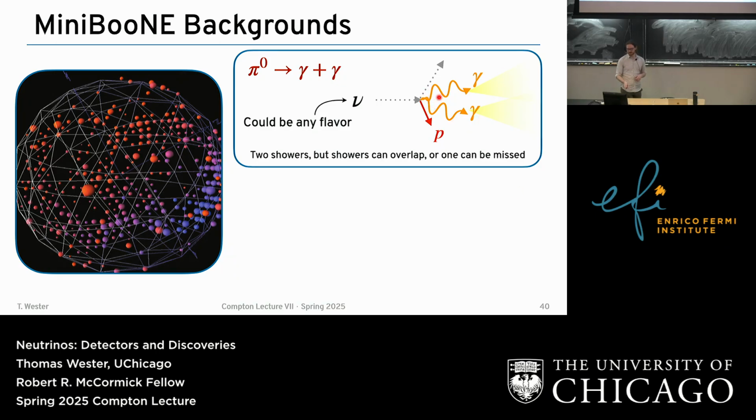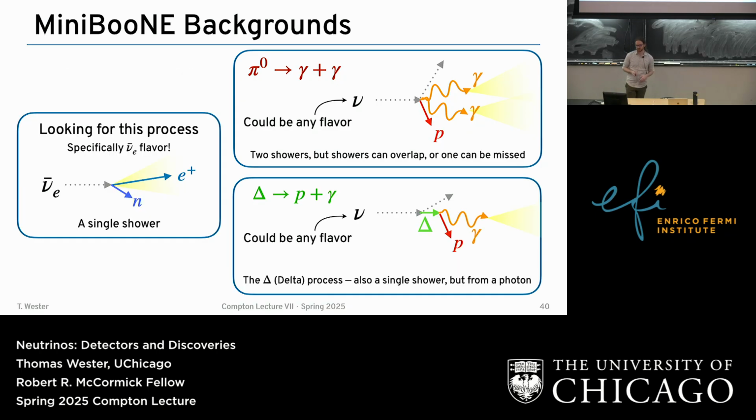And a lot of the time that looks like 2 rings. I'm showing this example from MiniBooNE, and you can make out that there are 2 rings. But what can happen is that those rings can overlap, or one could be brighter than the other, so you miss one. And so this contributes a big background to the search that MiniBooNE is doing.